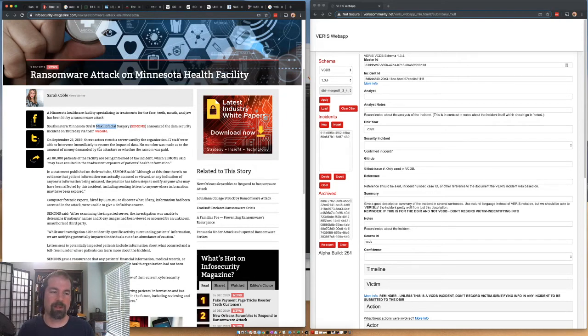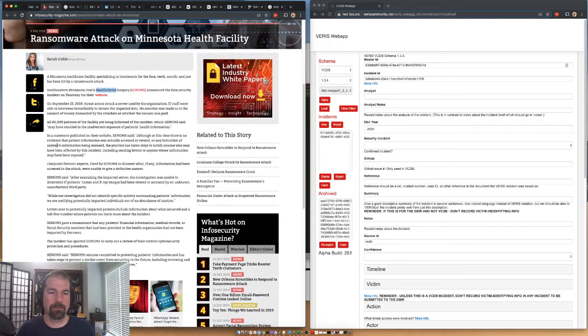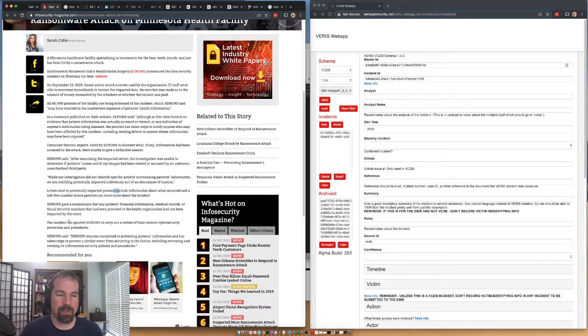All 80,000 patients are being informed. This may have resulted in inadvertent exposure of patient information. Although at this time there's no evidence that patient information was actually accessed or viewed, or any indication of anyone's information being misused, the practice is taking steps. The investigators hired to discover what, if any, information was accessed were unable to give a definitive answer. On the impacted server, the investigation was unable to determine if the patients' x-rays were accessed, or identify activity surrounding the information. Potentially impacted patients are being notified, so we don't know how they got in in this case.